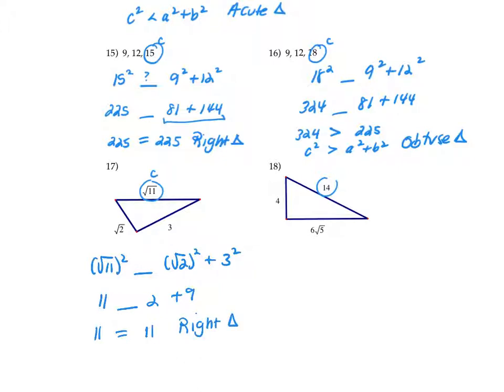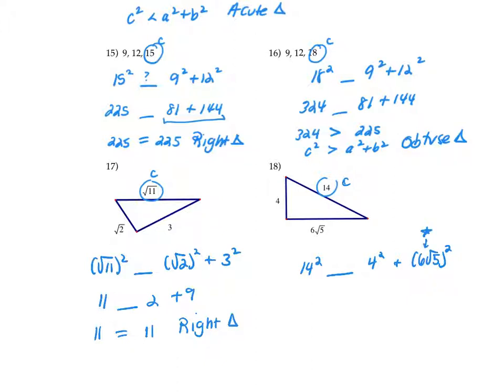So again, if c squared is equal to a squared plus b squared, it's definitely a right triangle. All right, last one. So 14 is going to go in for c. So we have 14 squared, and we're comparing it to 4 squared plus (6 square root of 5) squared. And this part is going to be the trickiest part, the (6 square root of 5) squared.